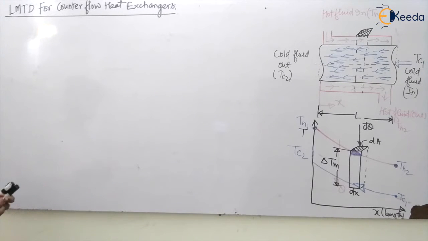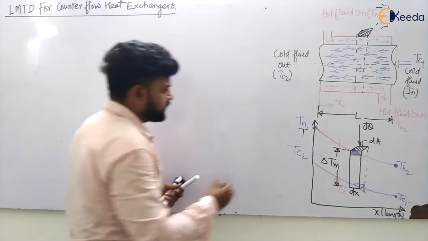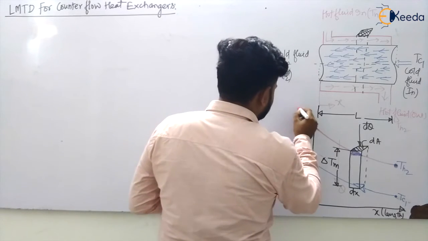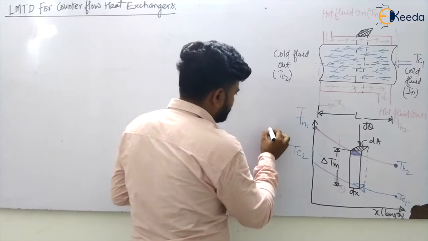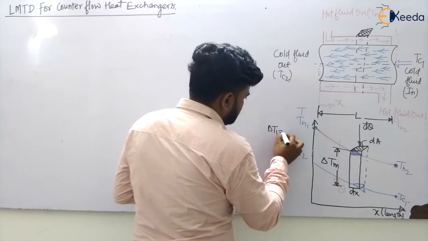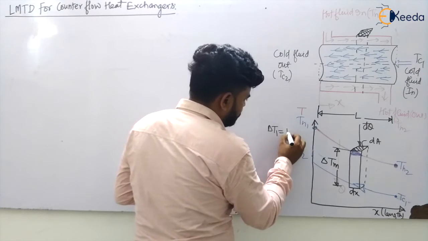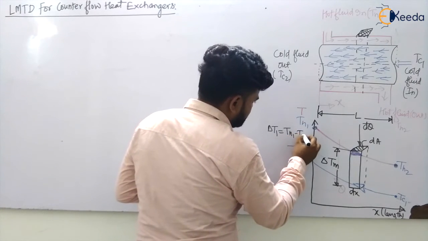So as we know, one thing is also there, that is your T, my dear students. What will be delta T1? Delta T1 will be TH1 minus TC2 now. TH1 minus TC2.